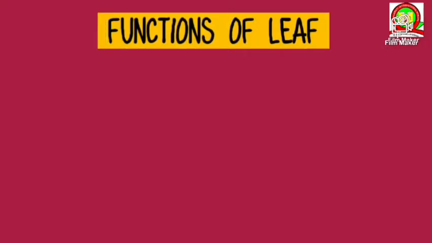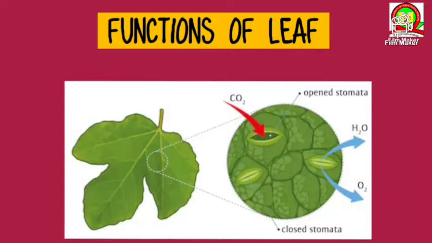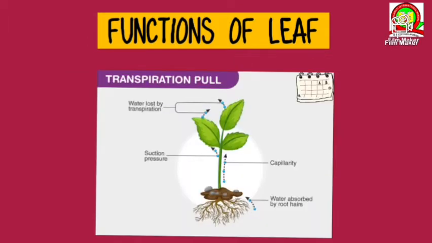Second function of a leaf. Besides making food, the leaves perform other tasks too. The leaves are full of tiny openings which are called stomata. The stomata are used to exchange gases with the environment, like absorbing the carbon dioxide and releasing the oxygen gas. The plants also release water vapors by the transpiration process through the stomata.